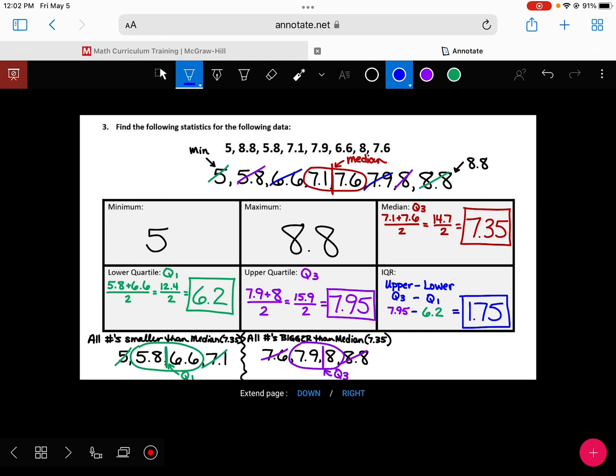Very nicely done. Turn the page for me. There's just a little bit more that we're going to do today. And then we will wrap up this module on Monday.